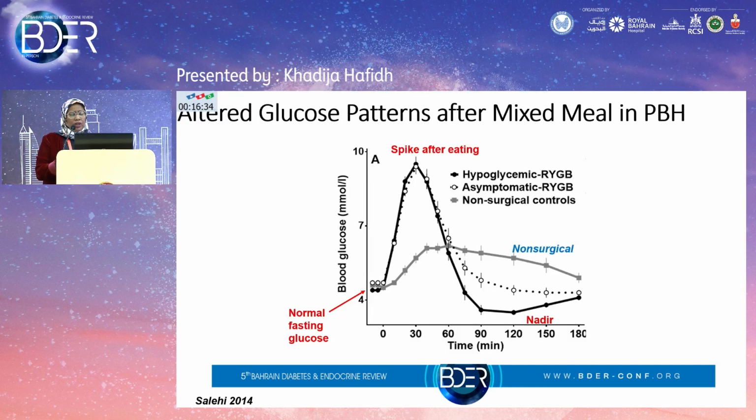And these are the sort of glucose patterns that we see after a mixed meal test. In the dark line is the hypoglycemic pattern that happens after surgery. Then you have the grayish line, which is your control, and the dotted line are the ones who are asymptomatic. You can see there that you first have your spike after eating, which then comes down, whereas with the controls, the spike is not as large.